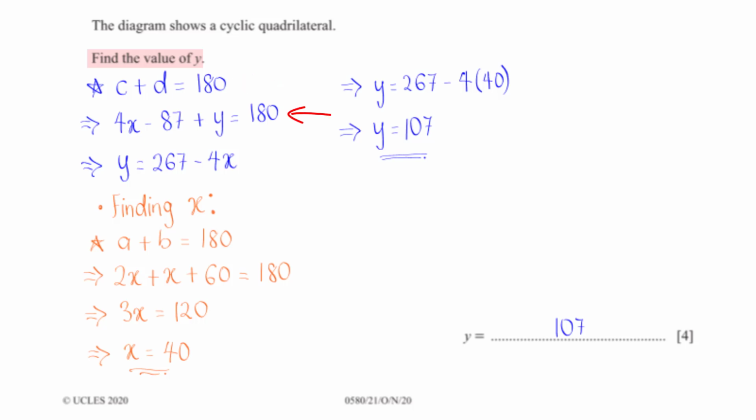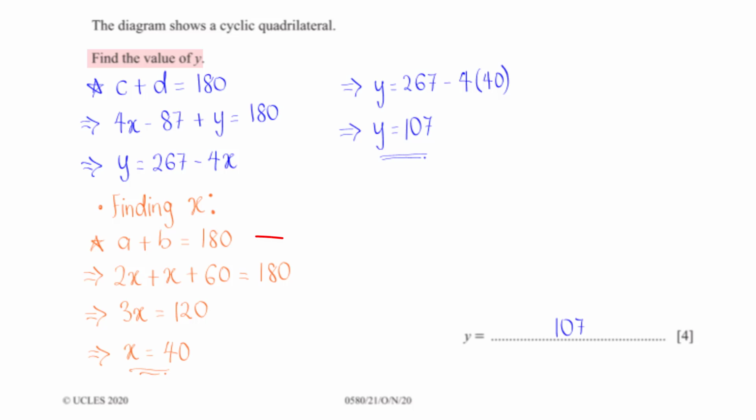C is 4x minus 87 and D is y. And so we have 4x minus 87 plus y is equal to 180. Since we are finding y, let's make y the subject. This gives us y equals 267 minus 4x. We need to find the value of x to be able to find the value of y.